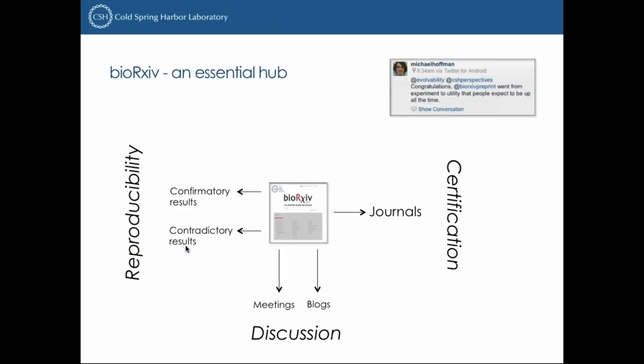I think this all paints a picture of BioArchive as an essential hub, a publisher-neutral service that allows people to distribute work and then send it on to journals for certification. It allows work relevant to meetings to be discussed, people to discuss new work on blogs, and also provides a venue for reproducibility by allowing posting of confirmatory and contradictory results, which are a class of article that traditionally were not looked at so much by journals. So I'll leave it there and let the next speaker go on. I think that's where we stand right now.